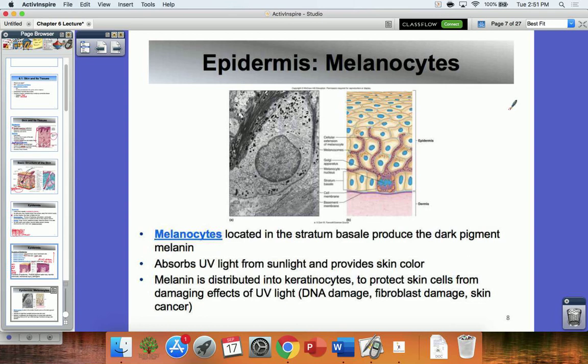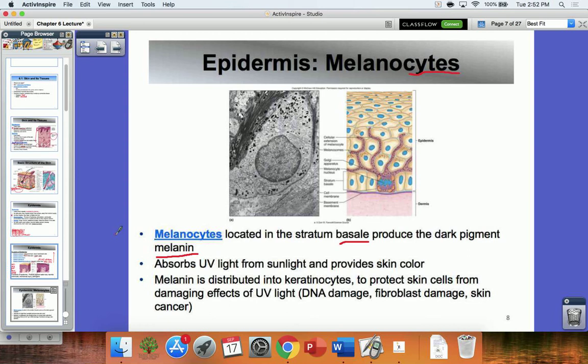Also, within the skin, we have very specialized cells called melanocytes. Again, anytime you see the word cytes, that's cells. So melanocytes are cells within the epidermis, specifically within the stratum basale, and they're going to produce melanin. So melanocytes are cells in the stratum basale that produce melanin. And melanin is what's going to give us our skin color.